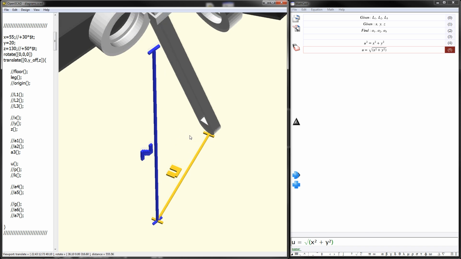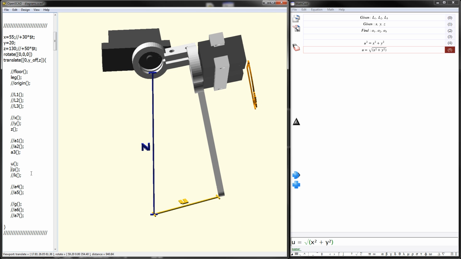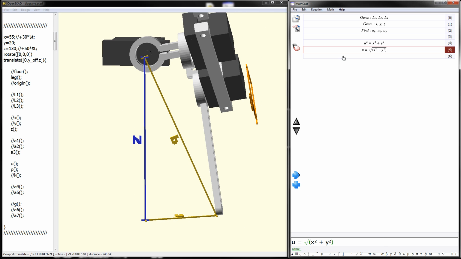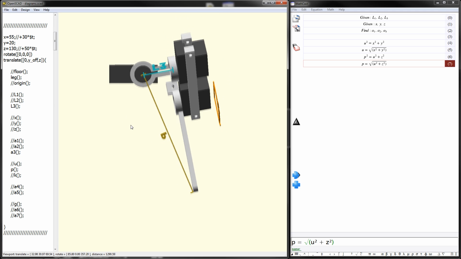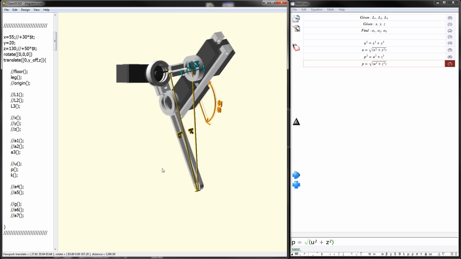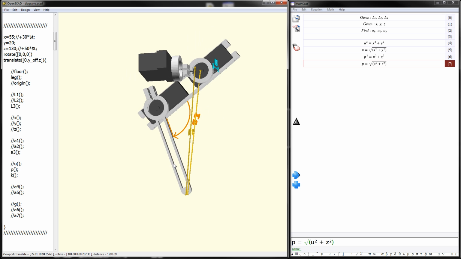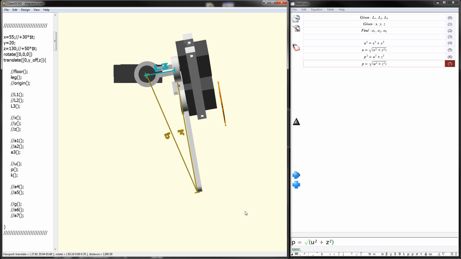Alright, so now we have u, and with u and z, we can define a new variable, p. P is the distance between the first drive shaft and the tip of the leg. And just like we solved for u, we can solve for p. Alright. Now with p defined, we can solve for another variable called k. And to solve for k, we need to bring L3 into the mix. And k is the distance between the second drive shaft and the tip of the leg.